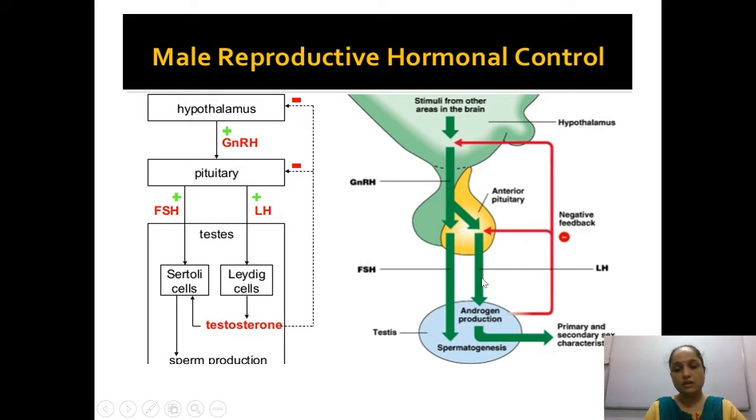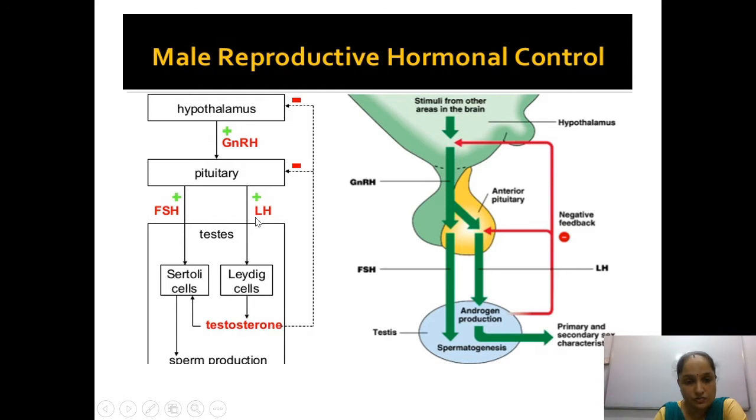They both have different effects. This follicle stimulating hormone is going to further secrete testosterone. Basically spermatogenesis will be there in the testes because of this hormone, that is follicle stimulating hormone. And another one is luteinizing hormone, in which there is secretion of androgen production, and it is going to control the activities of the primary and secondary sex characteristics.